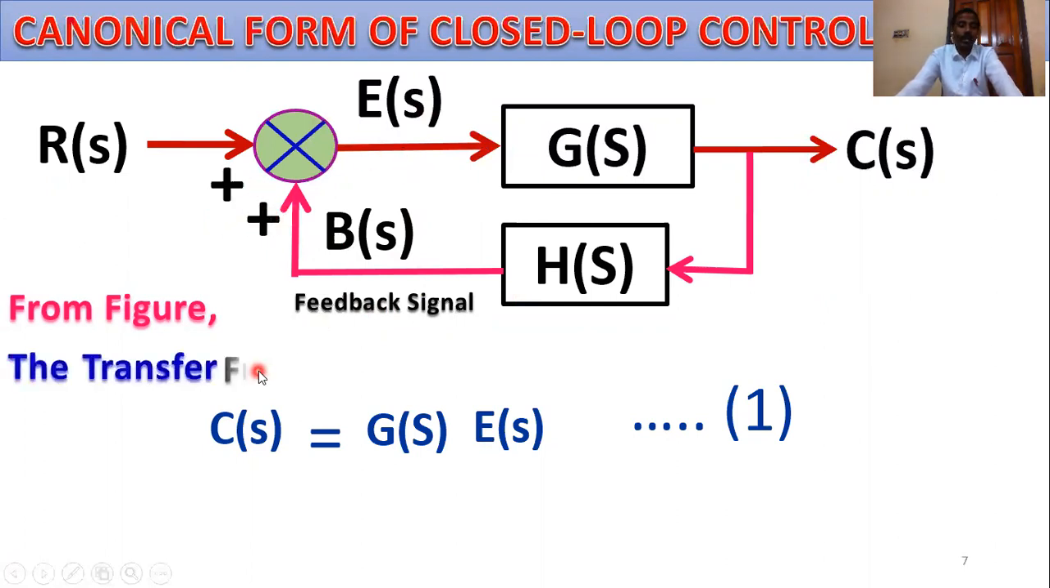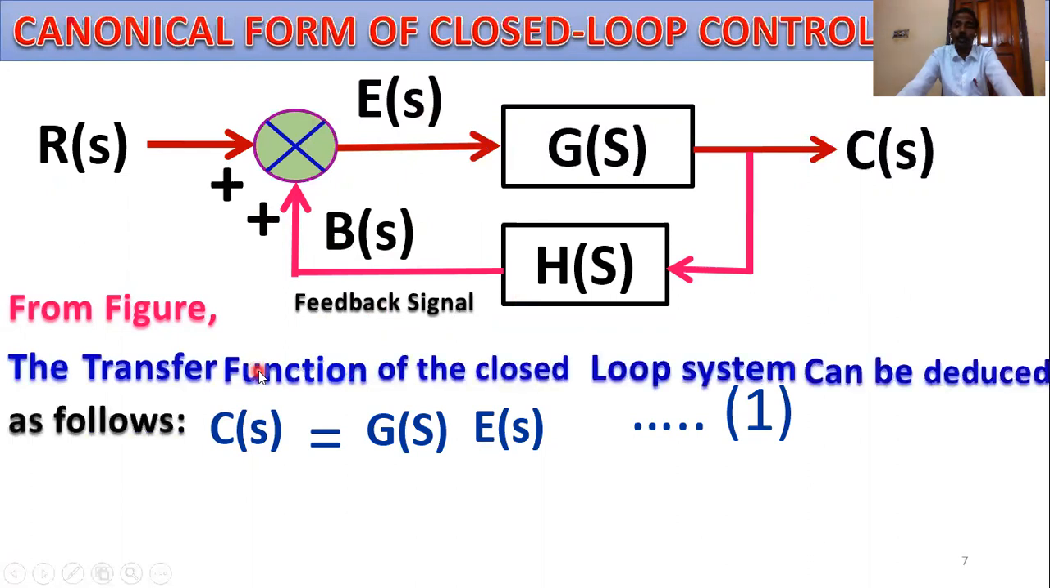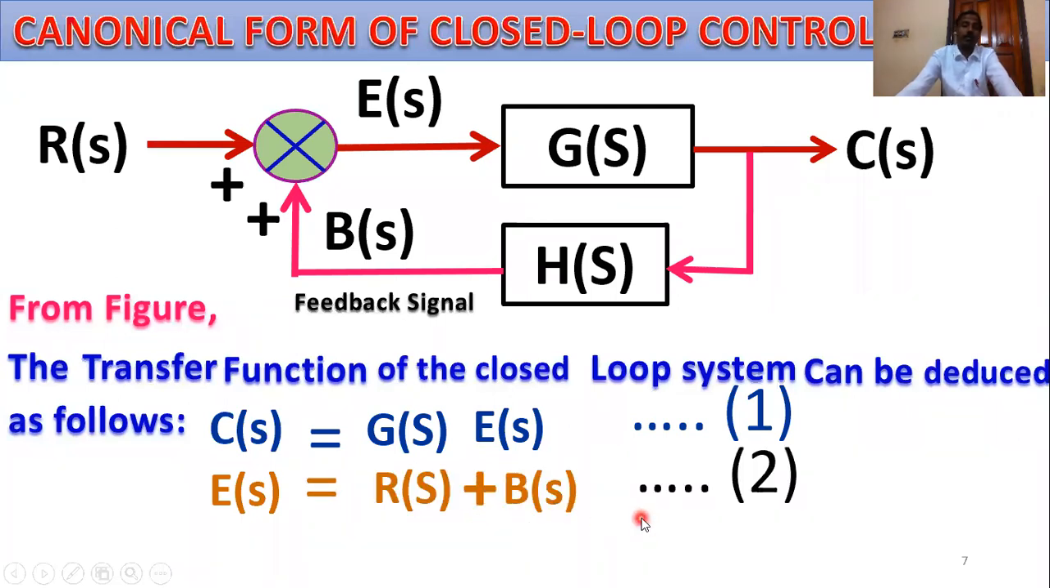The second equation: the transfer function of the closed loop system can be reduced as follows. E(s) equals what? E(s), that means the actuating signal or error signal, is equivalent to the reference signal R(s) plus B(s), the primary feedback signal. So the actuating signal, error signal, is equivalent to R(s), the reference input, plus B(s). This is equation number 2.